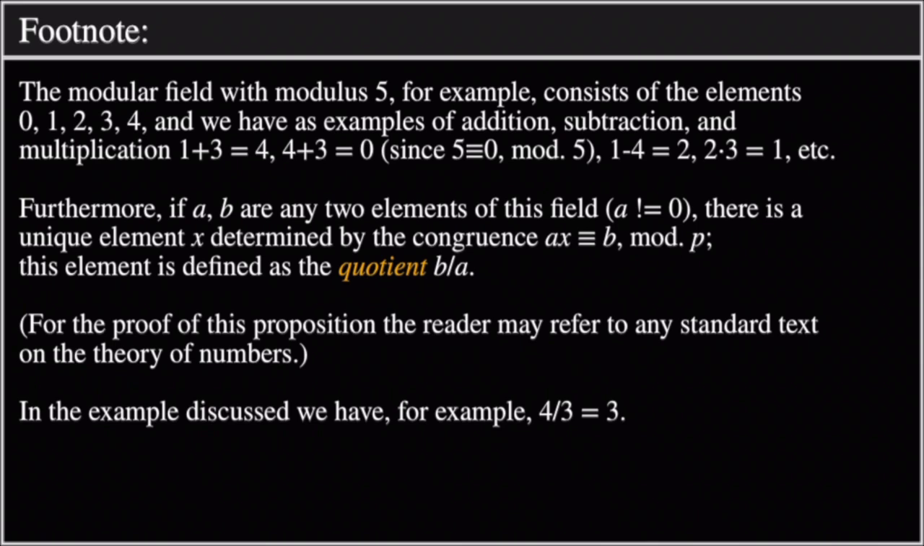Furthermore, if A and B are any two elements of this field, A not equal to 0, there is a unique element x determined by the congruence Ax congruent to B mod p. This element is defined as the quotient B divided by A. For the proof of this proposition, the reader may refer to any standard text on the theory of numbers. In the example discussed, we have, for example, 4 divided by 3 is equal to 3.